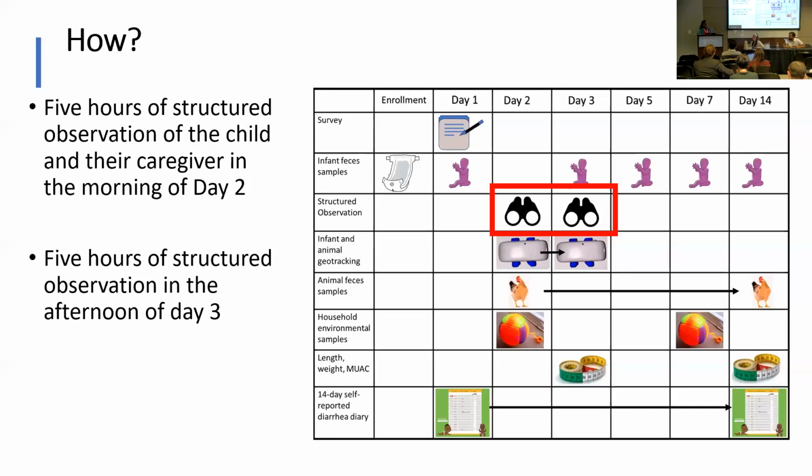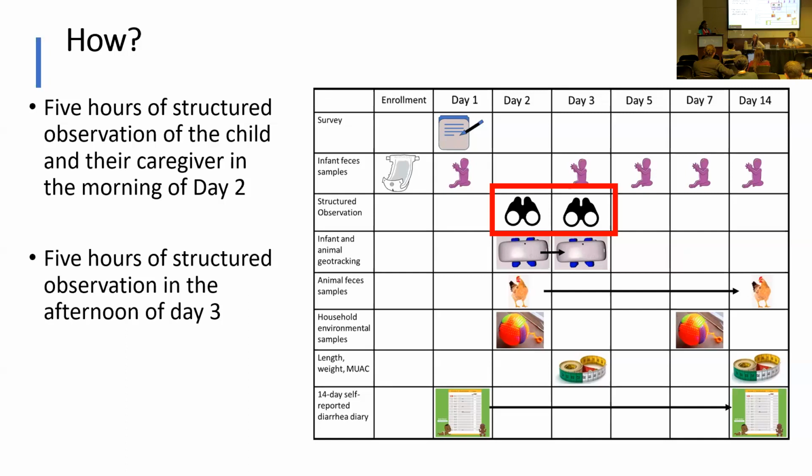So how do we do that? I'm going to use the same overall approach of the whole study to explain. When we enroll children, we study them for a period of 14 days or 2 weeks, but the structured observation is done within 2 days. So on the second day and on the third day.